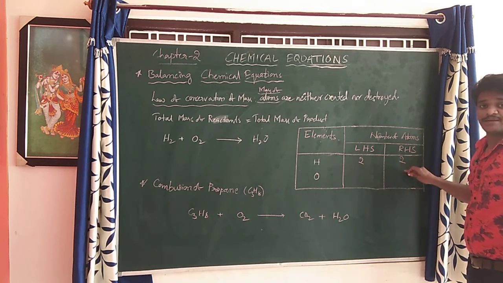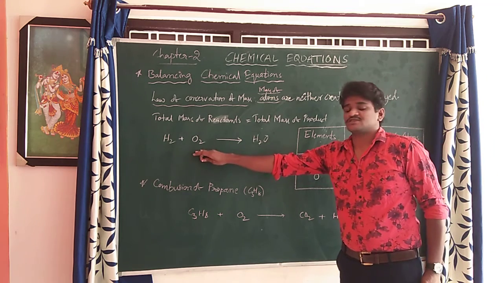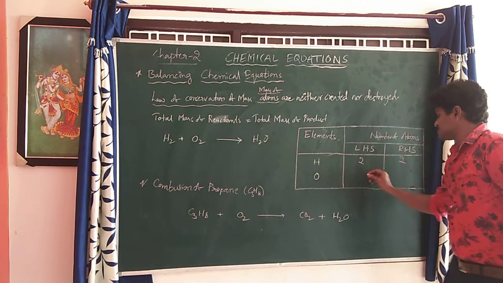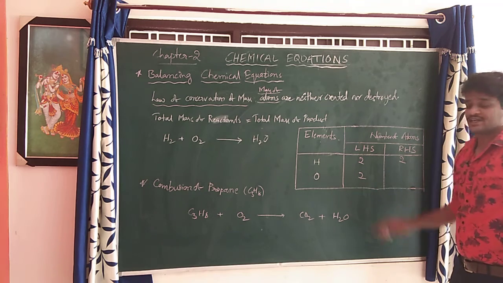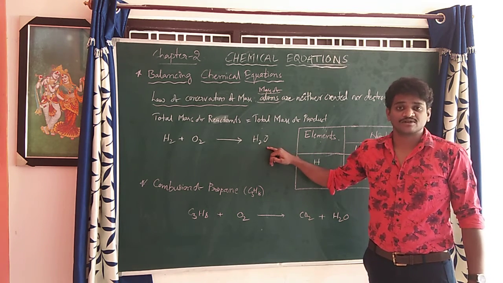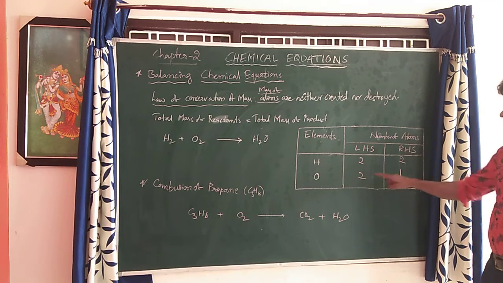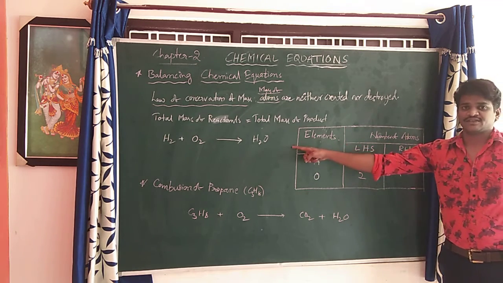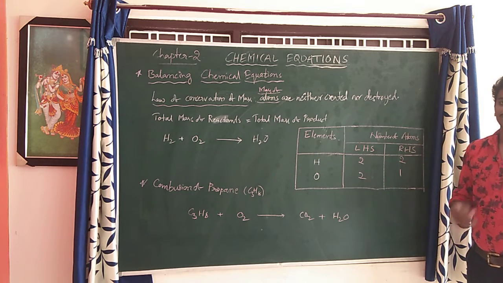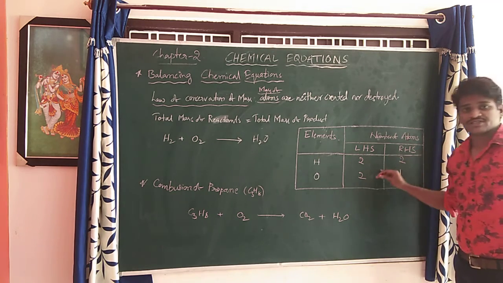So hydrogens are balanced. Come to the next, oxygen. Here two oxygen atoms are there, so you have to write two on the LHS. What about the right hand side? It is one oxygen, so you have to write one here. By looking at this, the reaction is not balanced. So what do you have to do first? In this reaction, you have to balance the oxygens first.